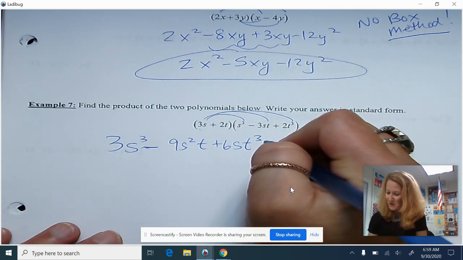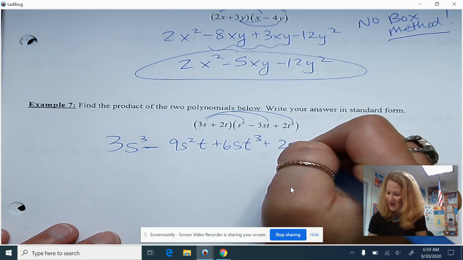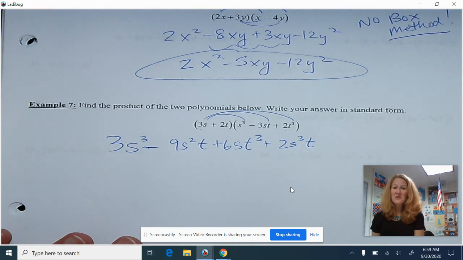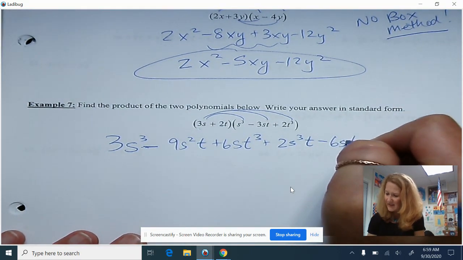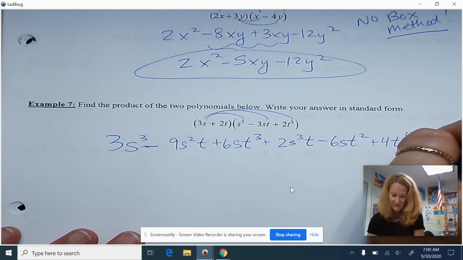And then I have 2t times s to the third. So I'm going to write it as 2s to the third t because I do want my variables alphabetical. And then I have 2t times negative 3st, so that's negative 6s t squared. And then finally, I have positive 4t to the fourth.